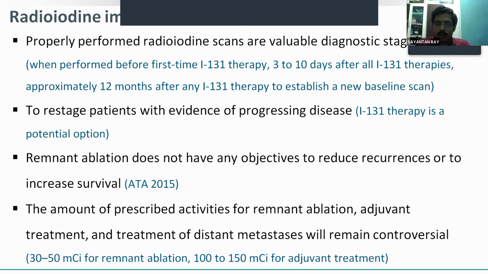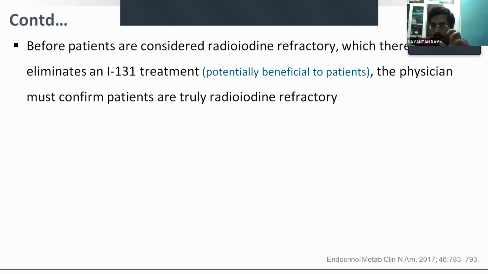The last one, the amount of prescribed activities for remnant ablation, adjuvant treatment, and treatment of distant metastasis still remains controversial. However, most authorities advocate 30 to 50 millicurie for remnant ablation and 100 to 150 millicurie for adjuvant treatment. The most important point here is that before patients are considered radioiodine refractory, which thereby eliminates the option of I-131 treatment, which is actually potentially beneficial to patients, the physician must confirm patients are truly radioiodine refractory. I will come to that.